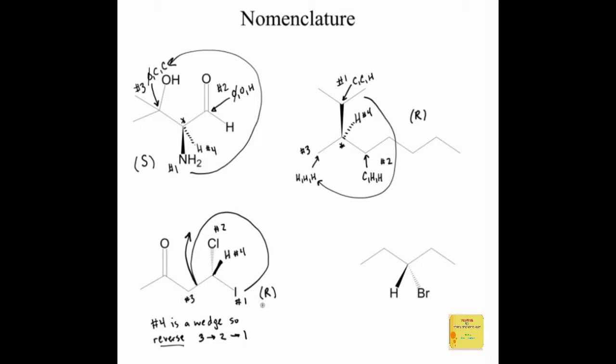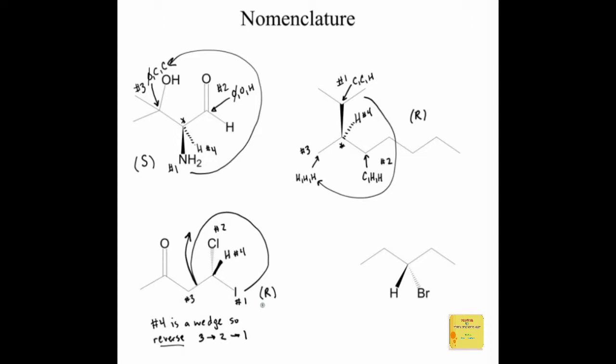So if your lowest priority group is a wedge instead of a dash, it's really just as simple to do. We just have to remember that the correct orientation, the correct point of view, is the one which has the lowest priority group pointing away. So that's when we're going to reverse it. Okay, and how about this last group?